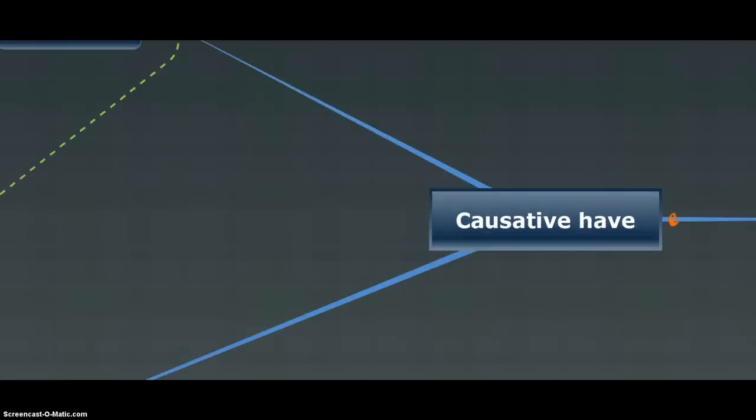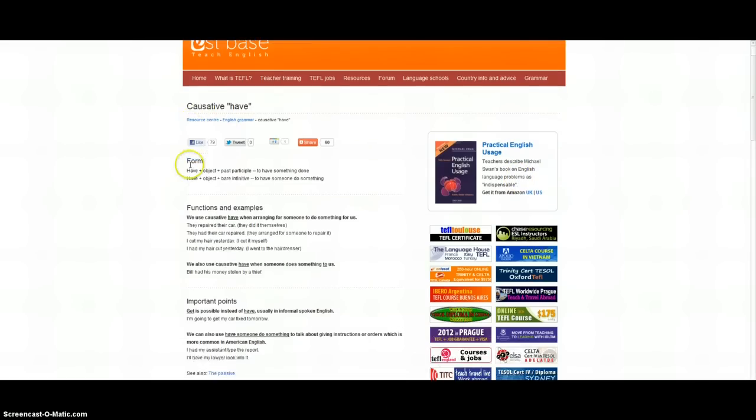Causative have, as I've mentioned earlier, is a part of English grammar that we use very often in everyday speech, and it is expressed with the verb have, which represents a subject that is causing some action. Then we have a link at causative have. On this link we can see how the causative have could be formed as well as its functions and examples.